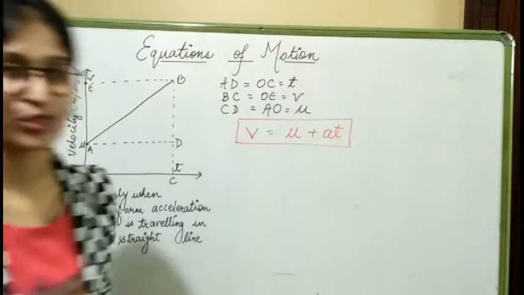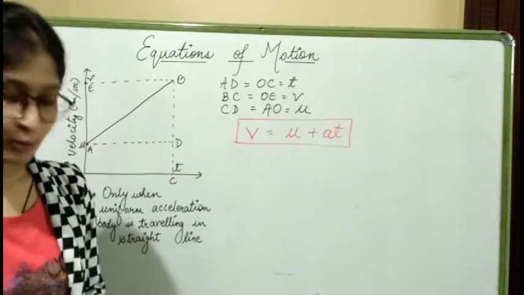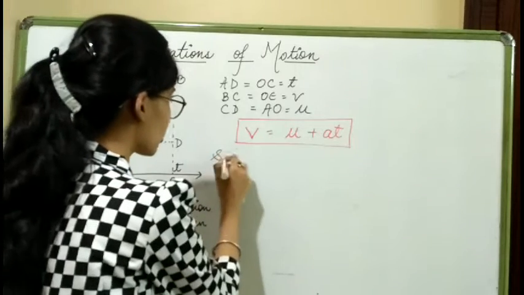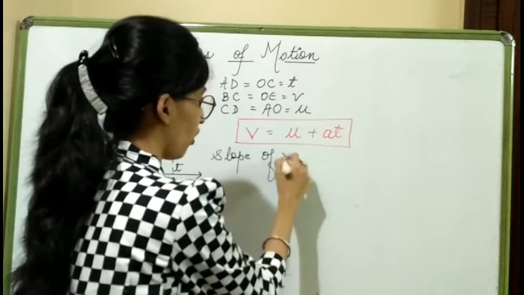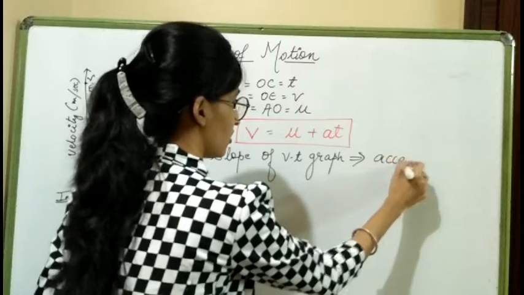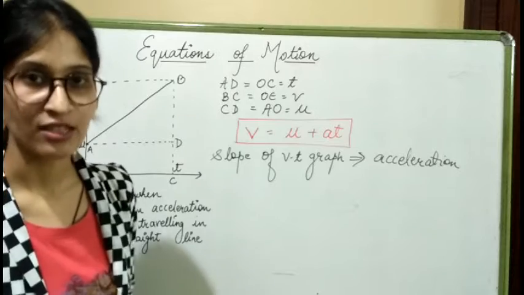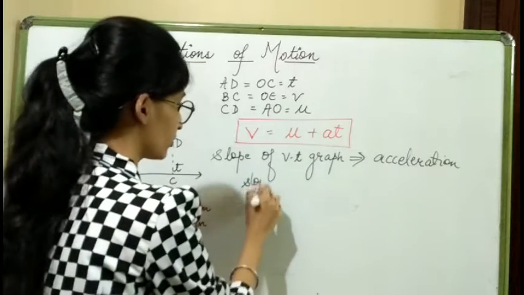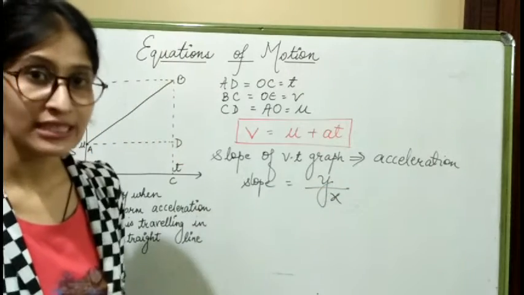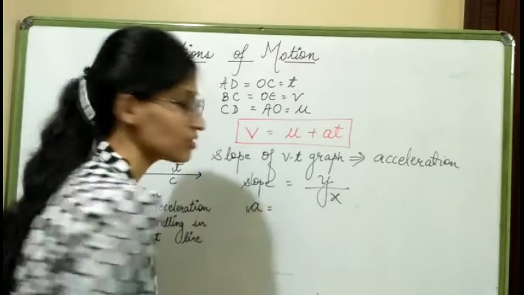Let's begin with the derivation of the first equation of motion. This is my VT graph. I know that the slope of the VT graph gives us the acceleration. The slope of the VT graph denotes my acceleration. And how are we going to get the slope? Slope equals y coordinate upon x. So in this case, when I calculate the slope, it will give me acceleration.